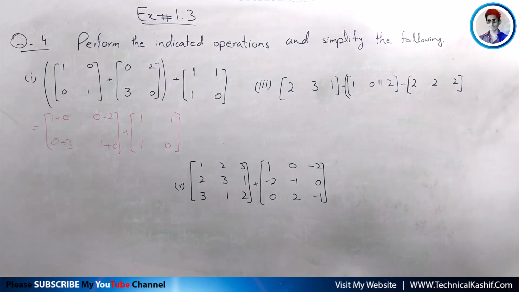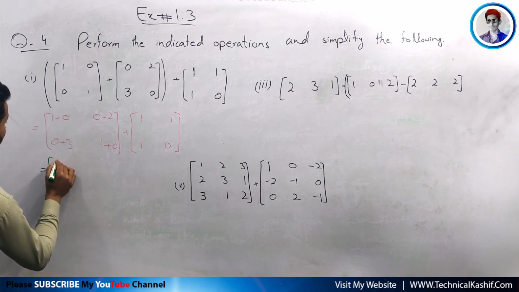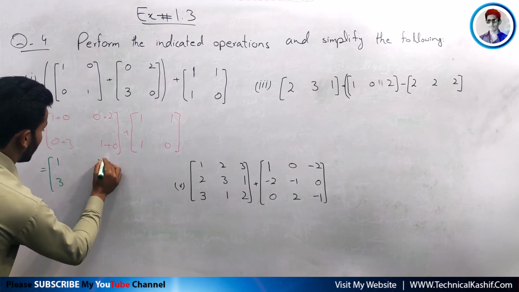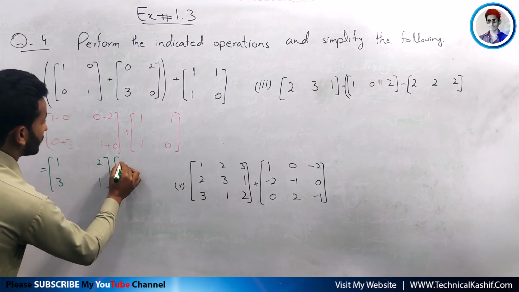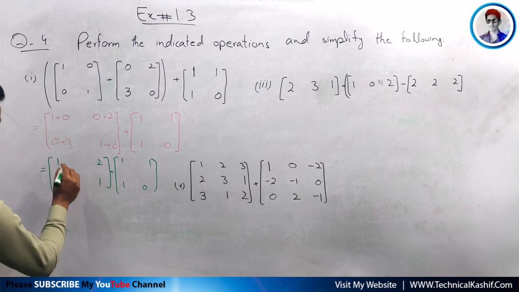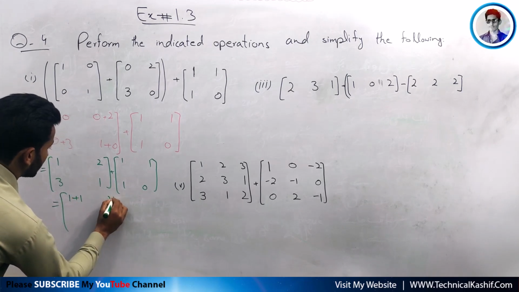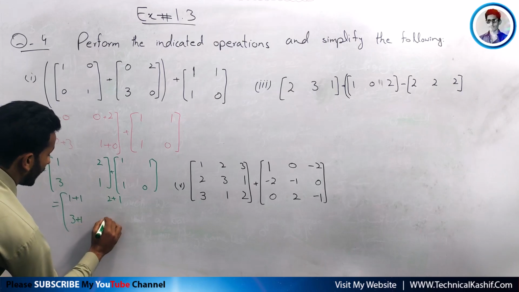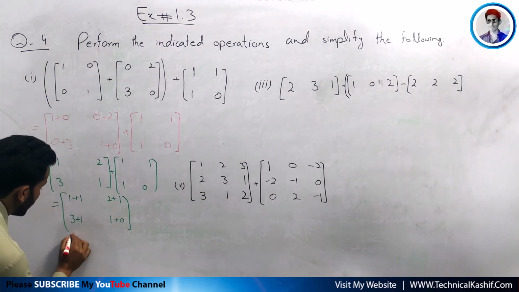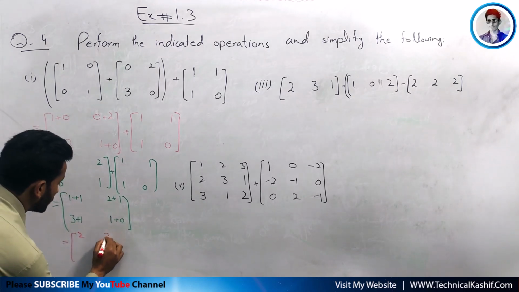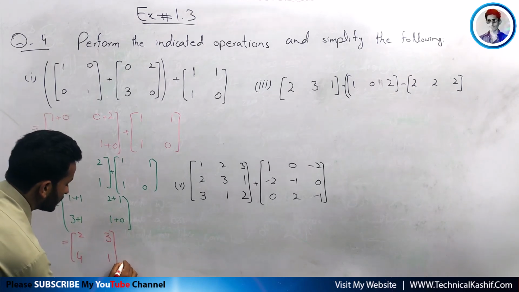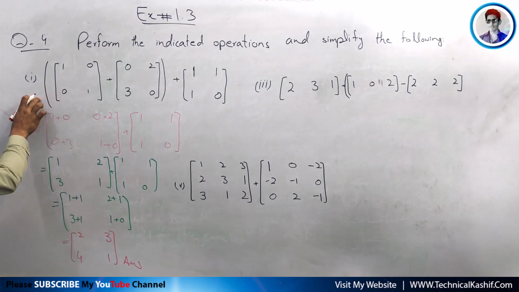See the next one. When we add both of them, 1 plus 0 is 1, 0 plus 2 is 2, 0 plus 3 is 3 and 1 plus 0 is 1. By adding 1, 1, 1 and 0 in this matrix, we obtain 1 plus 1, 2 plus 1, 3 plus 1 and 1 plus 0. 1 plus 1 is equal to 2, 2 plus 1 is equal to 3, 3 plus 1 is equal to 4 and 1 plus 0 is equal to 1. This is the answer of that part of this question.